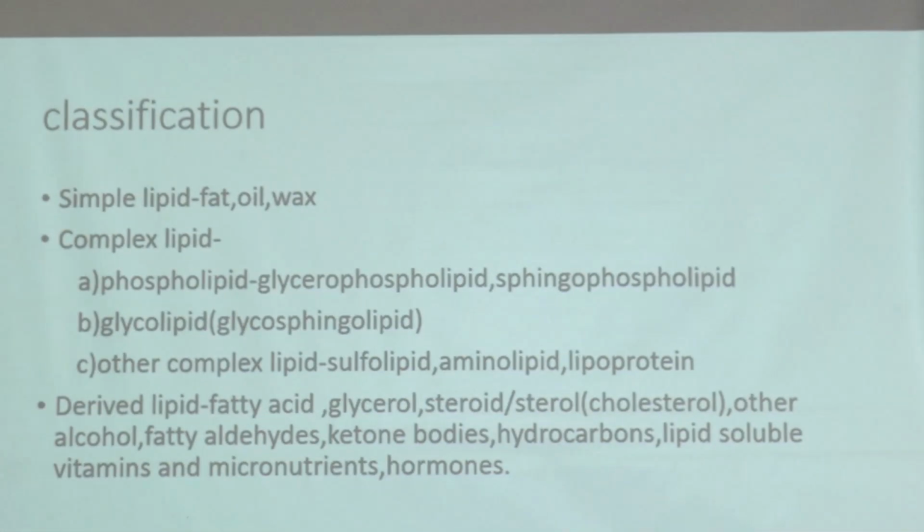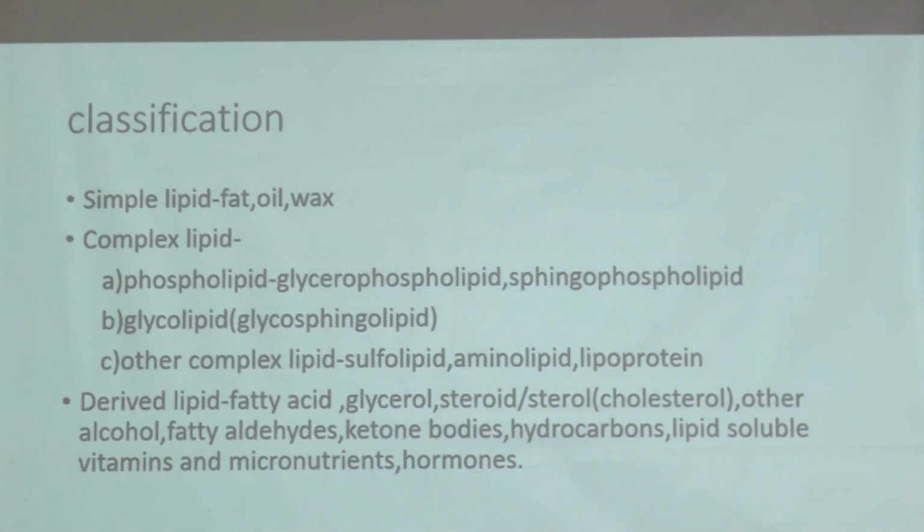Then complex lipid. So lipid is added with some other groups. Okay, examples of complex lipid are phospholipid, glycolipid and other complex lipids. In phospholipid, phosphoric acid residue is there. Examples are glycerophospholipid and sphingophospholipid.